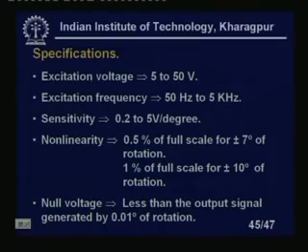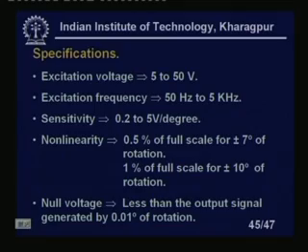Null voltage is less than the output signal generated by 0.01 degree of rotation. Obviously, it is quite small. We are not interested in measuring such a small angle, but it is less than the output signal generated by 0.01 degree of rotation. It is extremely small, this null voltage. That means this voltage is equivalent to the voltage we would get from the microsyn when it is rotated by 0.01 degree, clear.